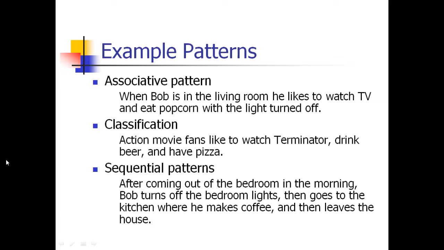Next one is called sequential pattern. Sequential pattern means things will be done in an orderly way, not at the same time. They will be done one after another. After coming out of the bedroom in the morning, Bob turns off the bedroom light. Then he goes to the kitchen, makes coffee and leaves the house. So Bob does this orderly. He gets up in the morning, switches off the bedroom light, goes to the kitchen, makes a coffee, then leaves the house for work or somewhere. These are done orderly, step by step. This is called a sequential pattern.